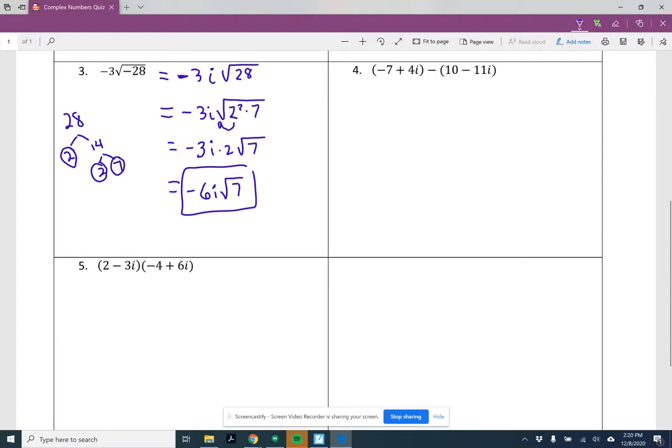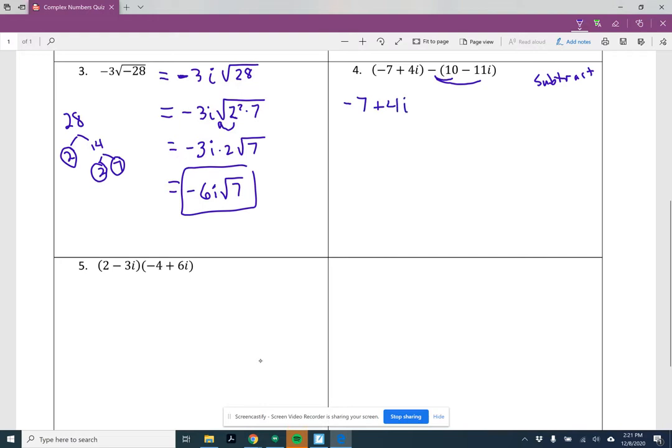Okay, problem number 4. First thing I want you to notice is there is a subtraction sign right there. We are subtracting. We are not multiplying. When we add, subtract, and multiply complex numbers, we treat the i like a variable, except sometimes we have to use i squared equals negative 1. In this case, we're subtracting, so we're not going to involve an i squared. There's no multiplying. We're just subtracting. This negative has to distribute. So we have negative 7 plus 4i.